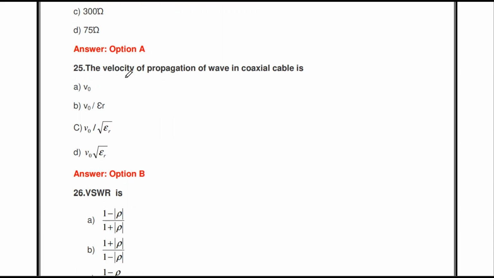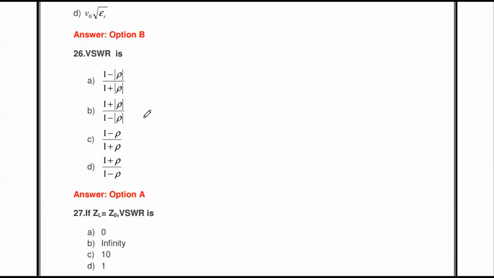So the velocity of propagation of wave in coaxial cable is given by the formula V naught divided by root epsilon r. Okay, so the velocity of propagation in coaxial cable formula is V naught divided by root epsilon r.